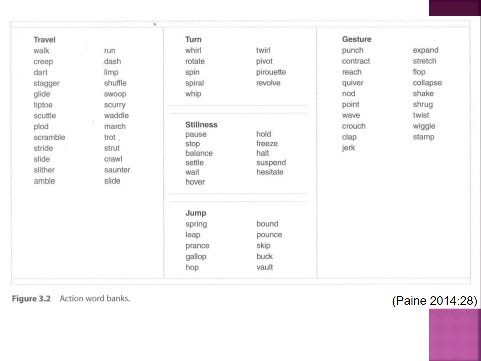Stillness can just be a pause or a complete stop, a balance, a settle, a wait, a hover, and so on. So subtle differences in those words, but they create different feelings in the dance. Jump, we can spring, we can leap, we can prance, gallop, hop. And we can also create different gestures as we dance. We can punch, contract, reach, quiver, nod, point, wave, crouch, clap, jerk, and so on. So you can see that these words sometimes are quite similar, but have subtle differences that are going to create a variety in the types of dances that we see or create.